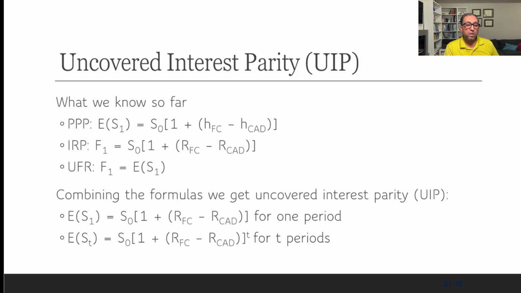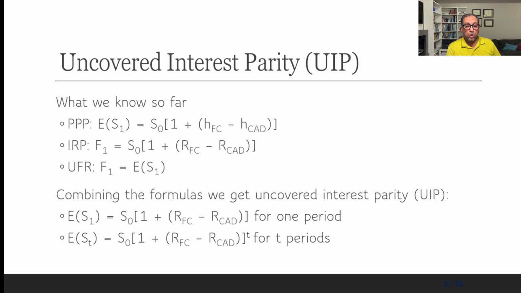Uncovered interest rate parity, like PPP, which we established here. Relative purchasing power parity we already discussed, and we also discussed the second, which is interest rate parity. So purchasing power parity and interest rate parity. These are the two formulas, and we are assuming here that E(S1) is equal to F1, which is called uncovered interest rate parity, or UIP.